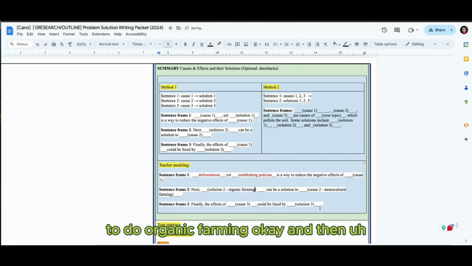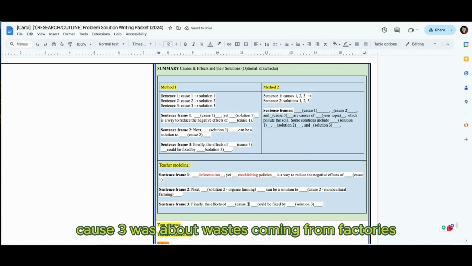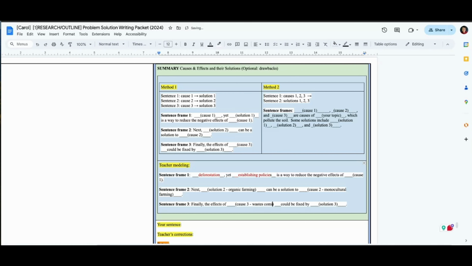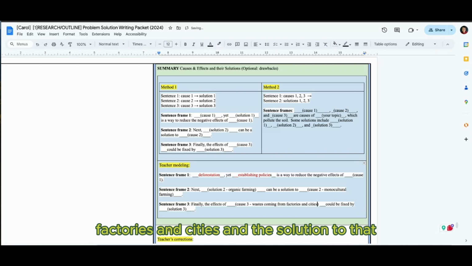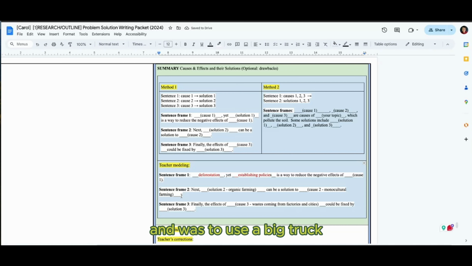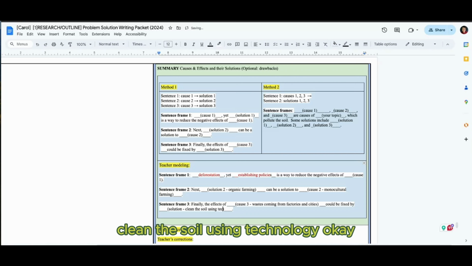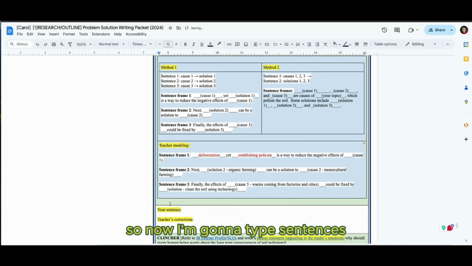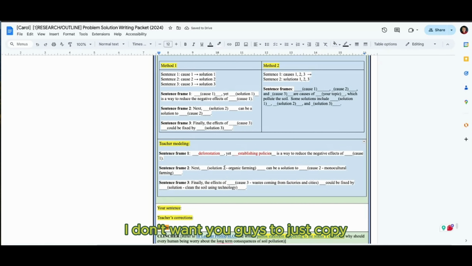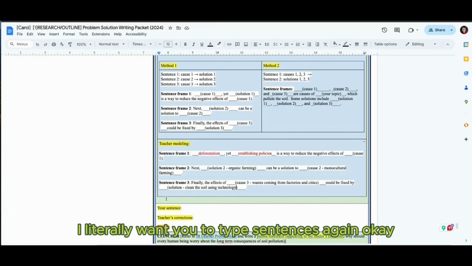Okay? And then cause three was about wastes coming from factories and cities. And the solution to that was to use a big truck to move trash to faraway places, or another way was to clean the soil using technology. Okay, so now I'm gonna type sentences. I don't want you guys to just copy paste this and change some words around. I literally want you to type the sentences again. Okay, so this is what I'm gonna do.